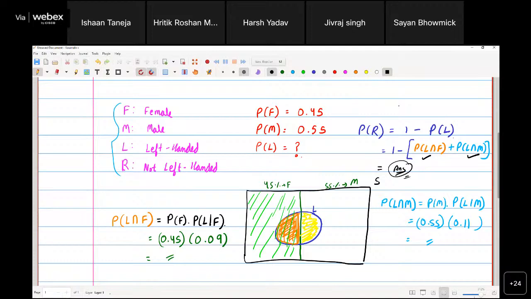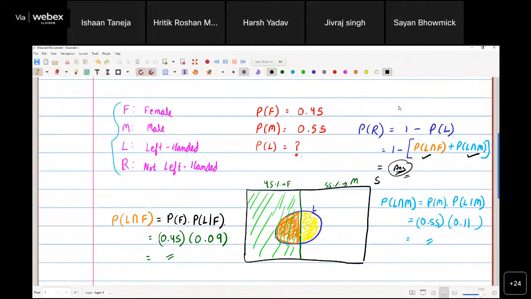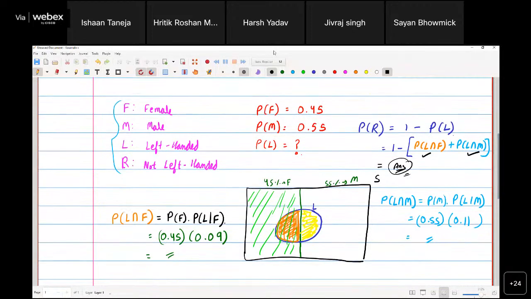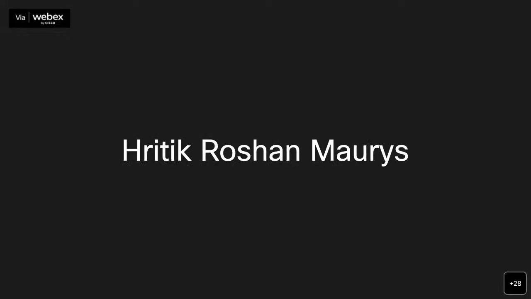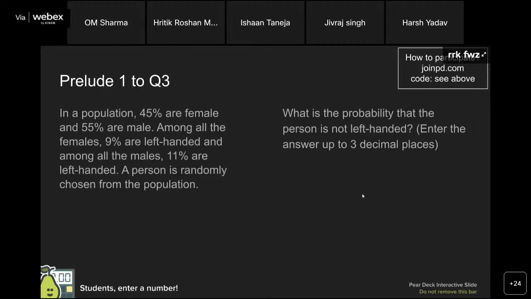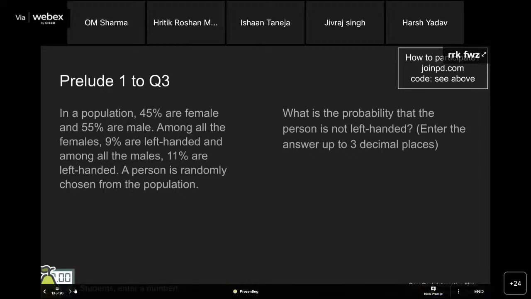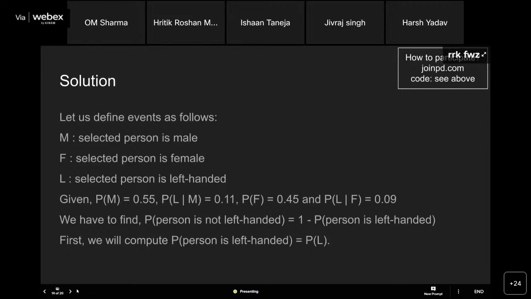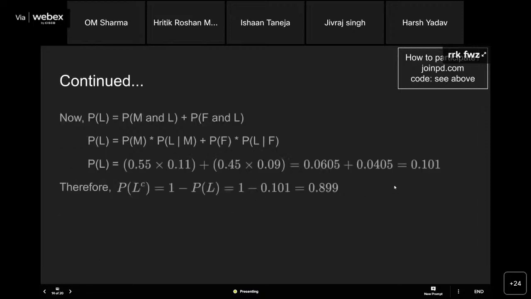Yes, sir, but we can also do it without the formula, by assuming that there are 100 people. Yeah, you can do it like that also. It's like a column relative frequency. If you want to do a contingency table, you can approach it like that. Got it. If you do this, it comes out to be 0.899. We have already plugged in the values, so you can do the calculation part and check.